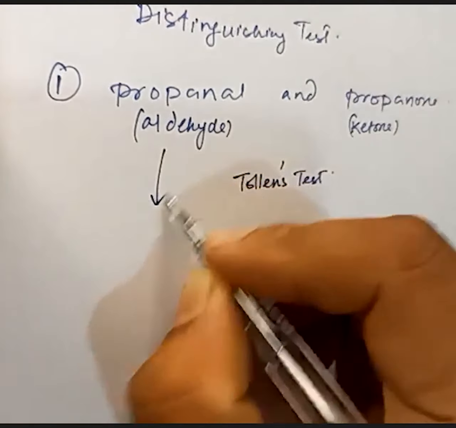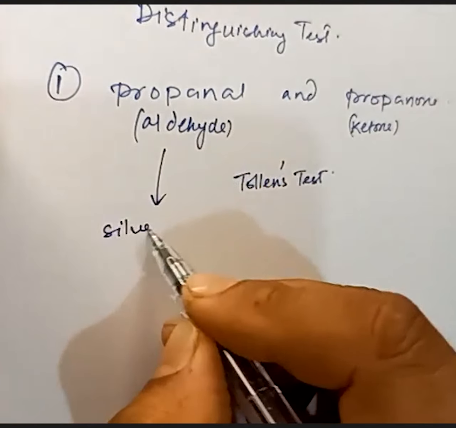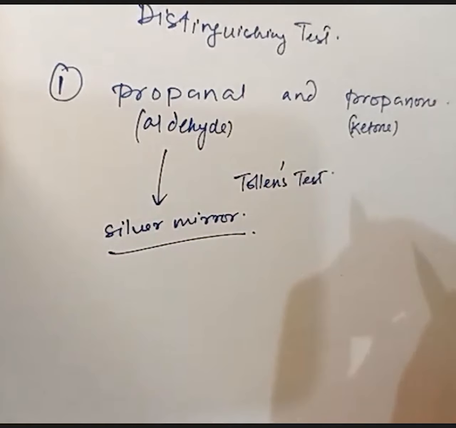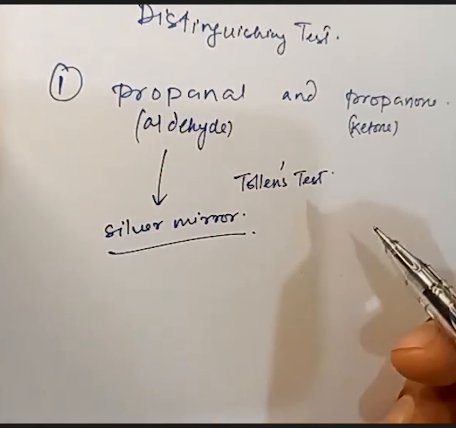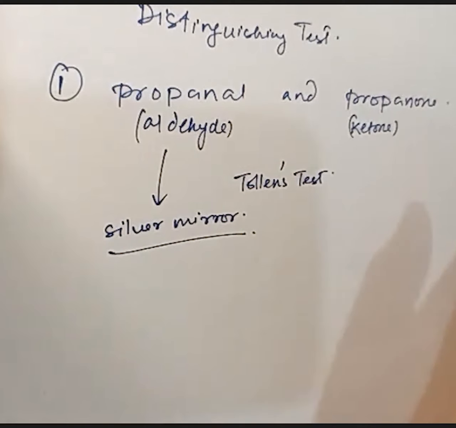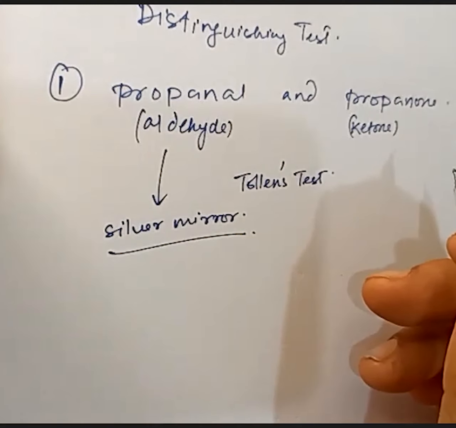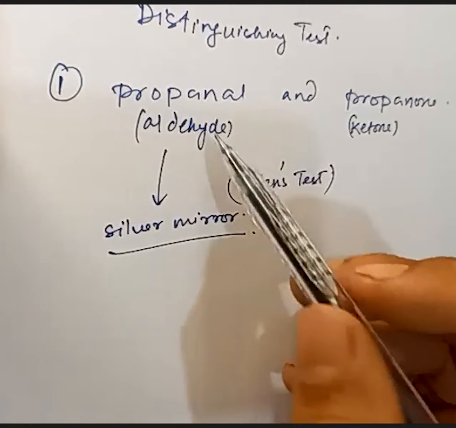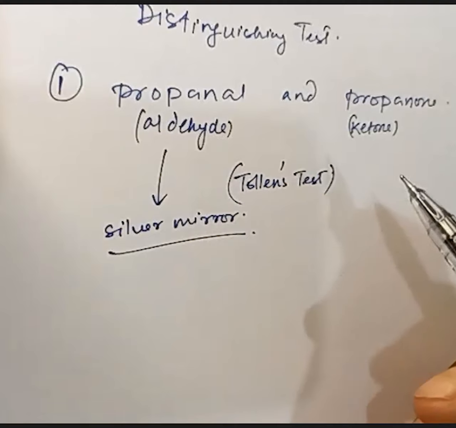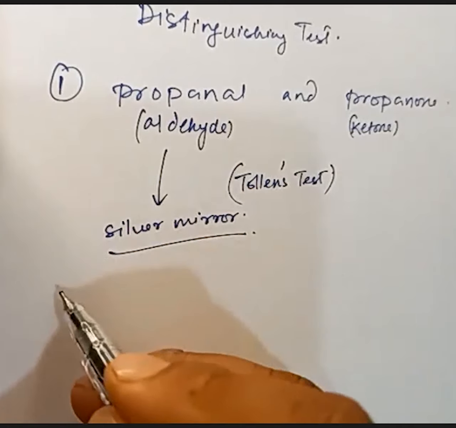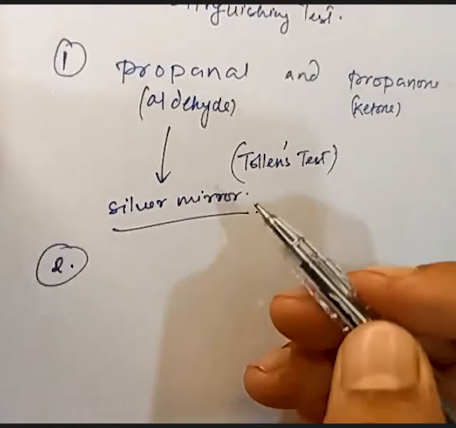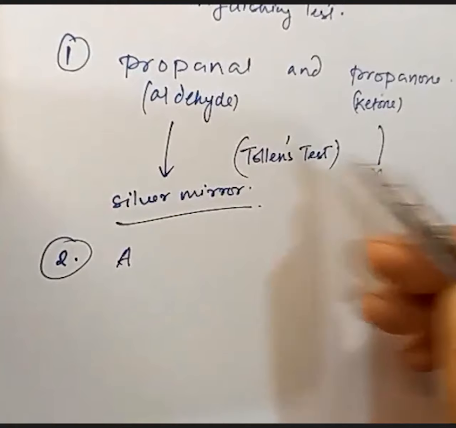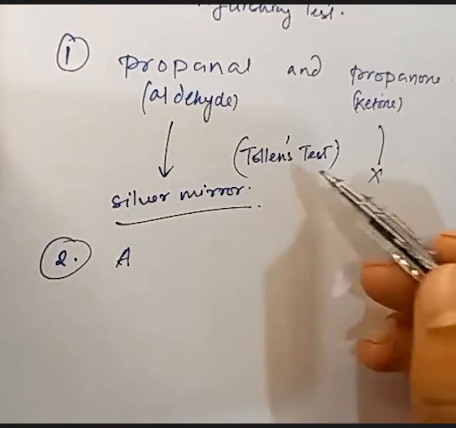Tollens test, what will we do? What will we add to propanol? Silver mirror. It will give you silver mirror. Okay, silver mirror test. It is also known as silver mirror, which is formed. Fine. Silver mirror test. So propanol, this is giving you silver mirror. Okay, this is the Tollens test, which is giving you the silver mirror. Fine. Number 2, acetophenone. Okay, so this is not going to give you anything, but the other is going to give you silver mirror. Okay, Tollens test, silver mirror test.